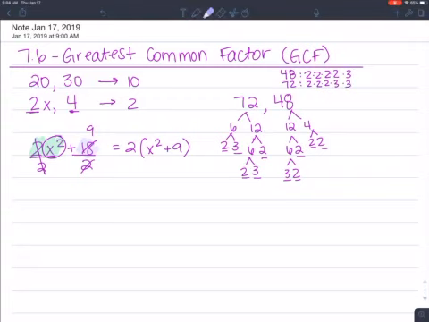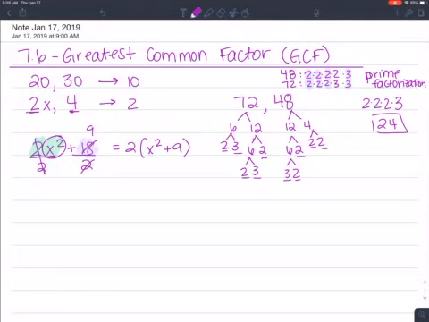And then I want to look for common numbers. So I have a common 2, another common 2, and another 2 in common. And then I also have a 3 in common. So 2 times 2 times 2 is 8, times 3 is 24. So 24 would be my GCF between these two. And this is your prime factorization. That's what we would use.